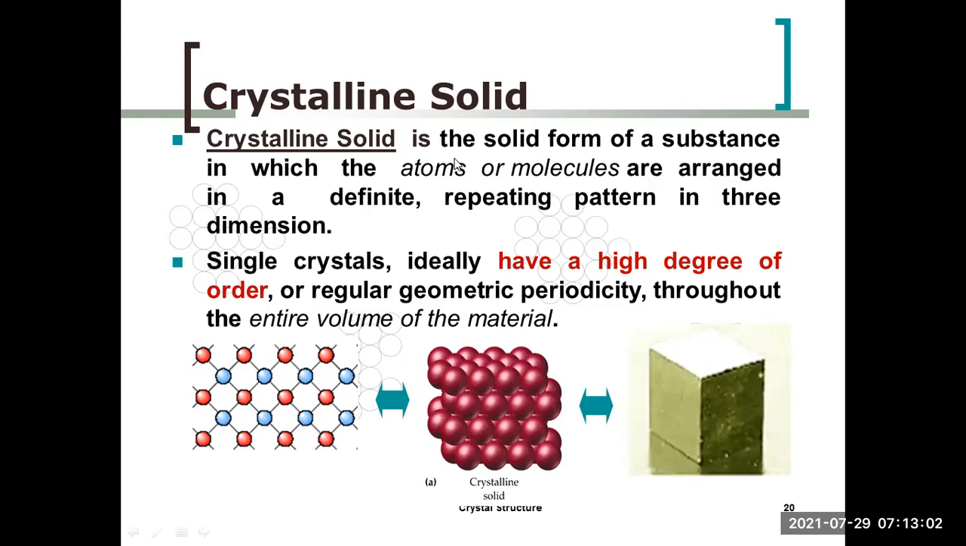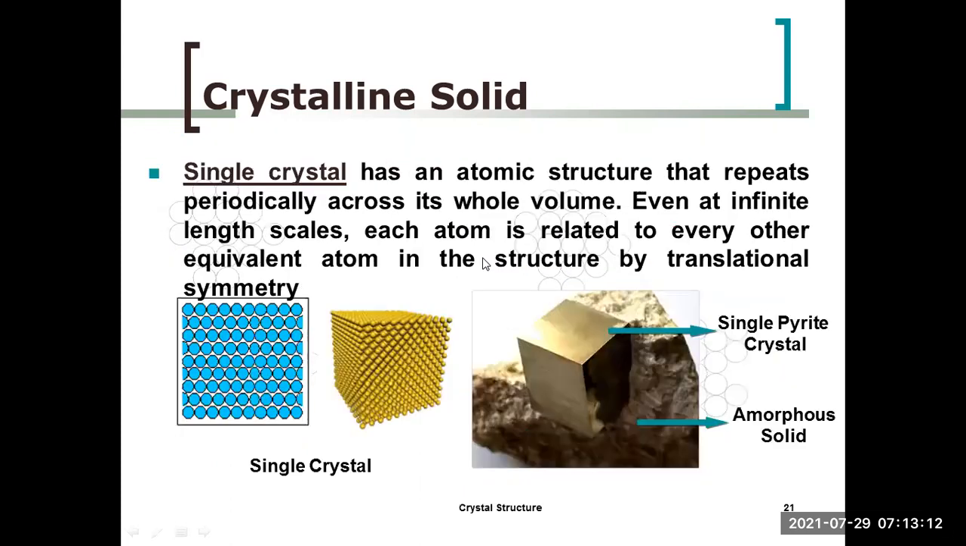So we say that a crystalline solid is a form of substance in which the atoms are arranged in a definite and repeated pattern in three dimensions. That we actually studied in the previous classes, at the starting level. You can see this example of a single crystal, which is available on the surface of the earth, right? Not in the pure form. There's just a single pyrite crystal.